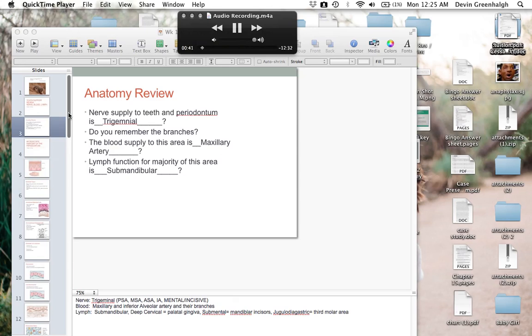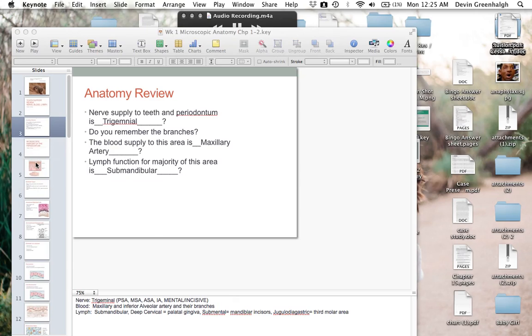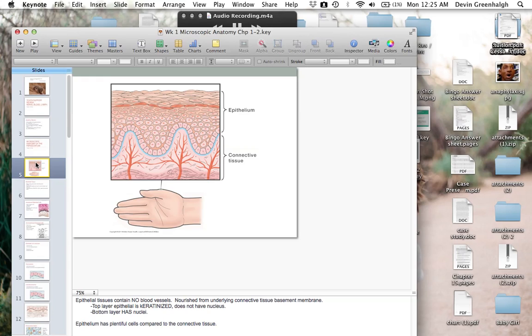Okay, so you have epithelium and you have connective tissue. Epithelial tissue contains no blood vessels. It's nourished from underlying connective tissue. The top layer, epithelial, is keratinized and it does not have a nucleus. And the bottom layer does have a nucleus.